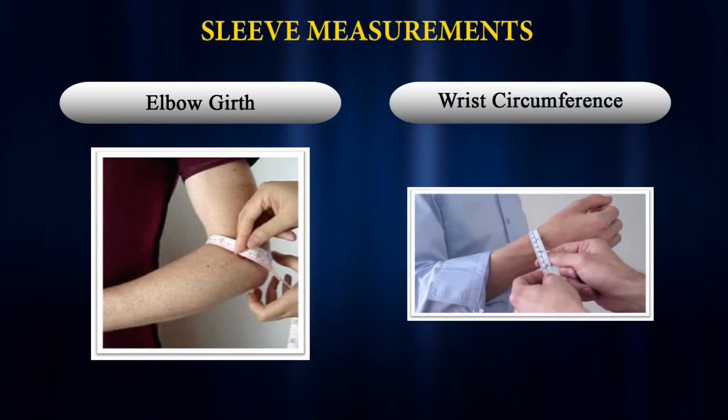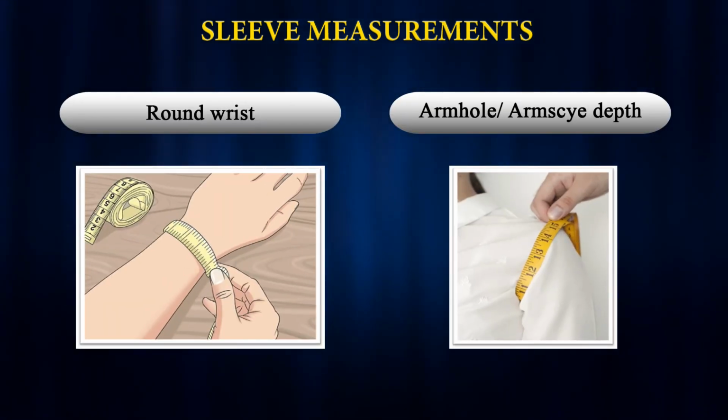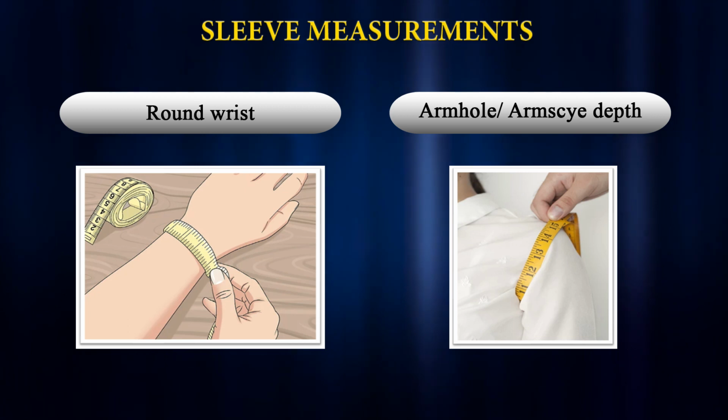Then we take the wrist circumference. If we are making a full sleeve garment, the wrist circumference is very important, because we have to put our hand into that particular sleeve part. Then we have the wrist measurement also. If we are making a fitted sleeve, we take the round wrist measurement.